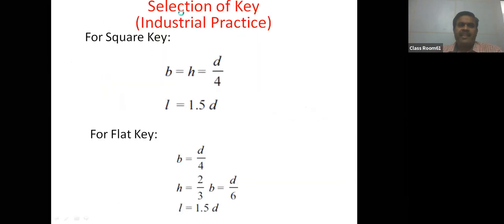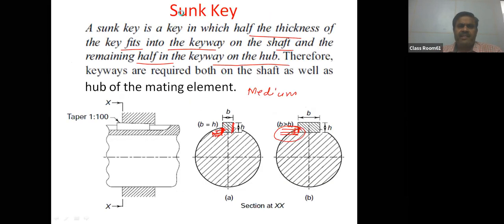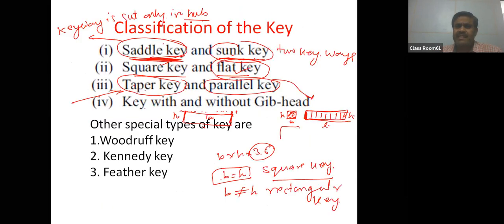So many types of keys are there. Just have a summary. Saddle key, sunk key, square key, okay? If someone asks you how many types of keys are there, you should have some tips ready. Saddle key is there, sunk key is there, okay? Square key and flat key. B equal to H is square key, flat key B is not equal to H. Taper means there is a taper throughout the length of the key. Parallel key means no taper. And jib head key means a jib head is provided for easy dismantling.